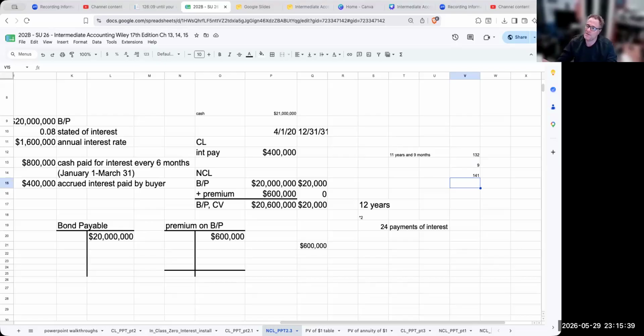So what we're going to do, it's always fun, is say, well, instead of just dividing this amount by 24, I'm going to divide it by 141, which is really the 11 years plus 9 months.